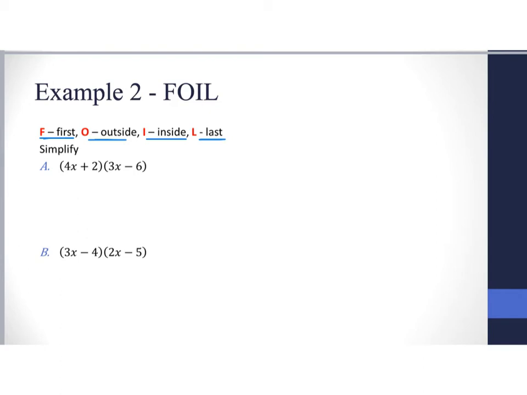So to see how the FOIL method works, we're going to start out with the F, which is first. What that means is we're going to multiply the two first terms together. So 4x times 3x is going to give me 12x squared. Then it says to do the outside terms. So I have 4x and a negative 6, because those are my two outside terms. So this is going to give me a negative 24x.